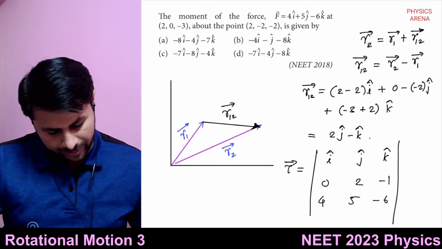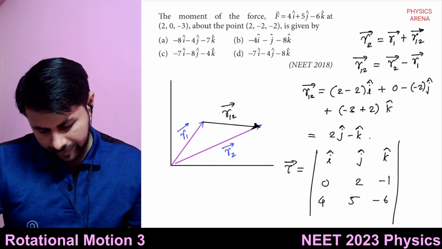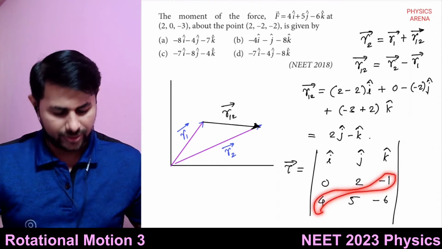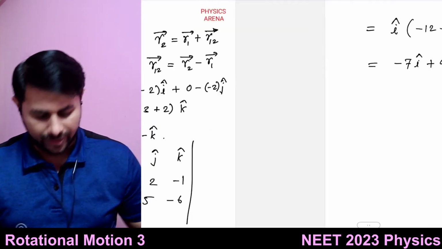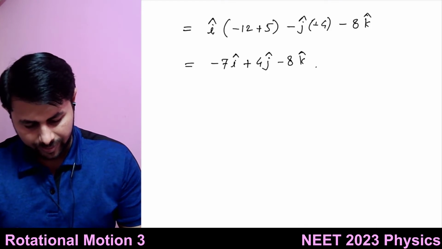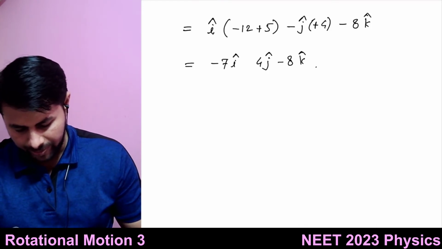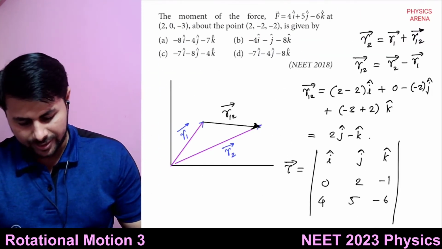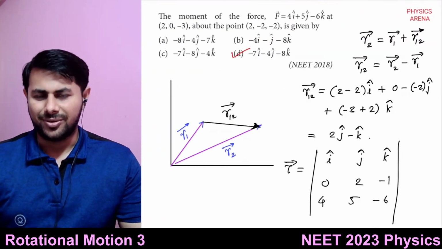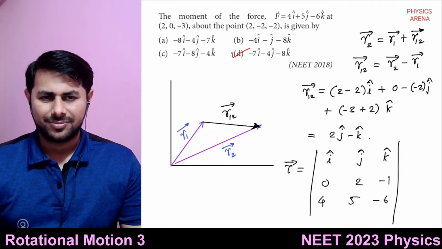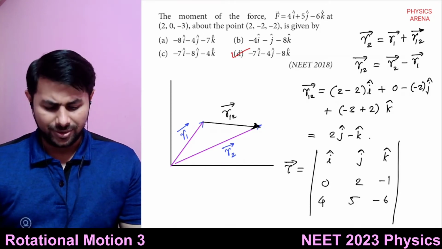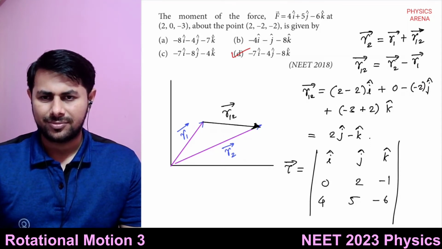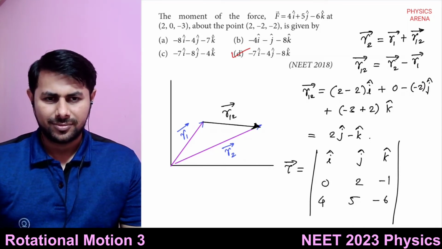There is no such option. Did I make some mistake? Yes, it is minus minus, so that will be plus, and this will be minus. Then that option is the answer. All right, so this is a straightforward question.